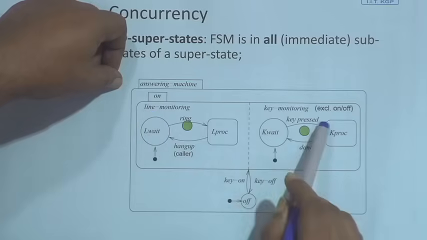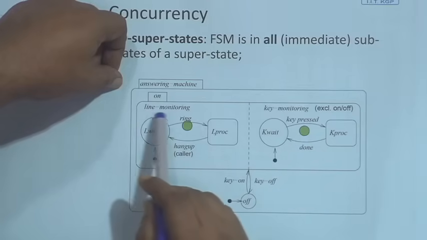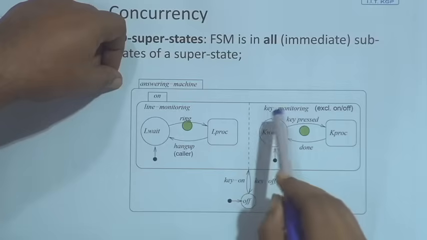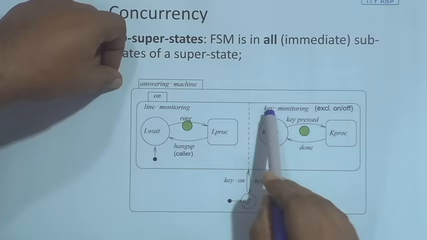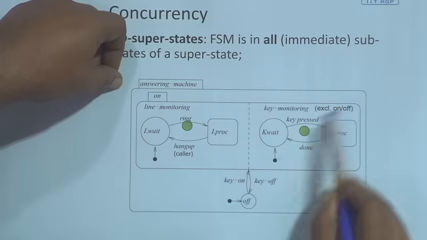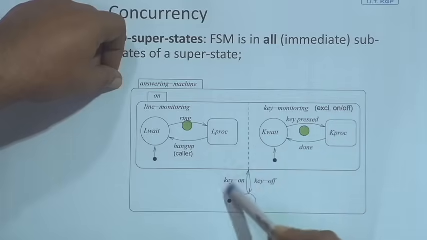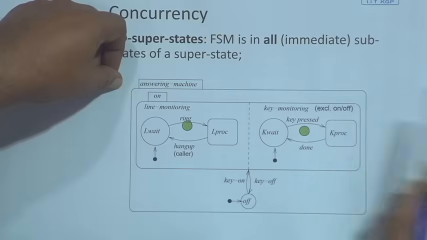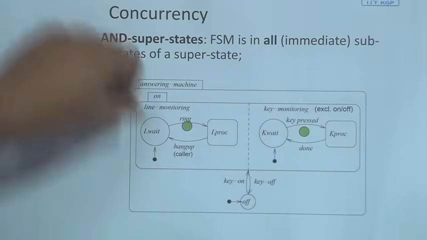What are these states? This state is a line monitoring state, where I am checking the line whether some call is coming or not. And here is a key monitoring state, excluding on and off, because on and off are being done with this main on and off switch. Besides that, these are telephone keys or something. Now, let us see.